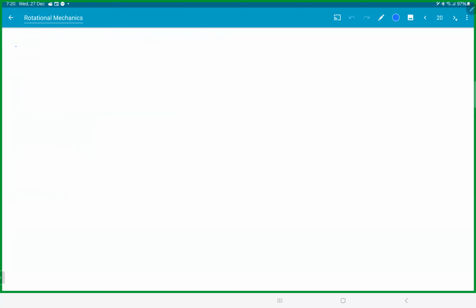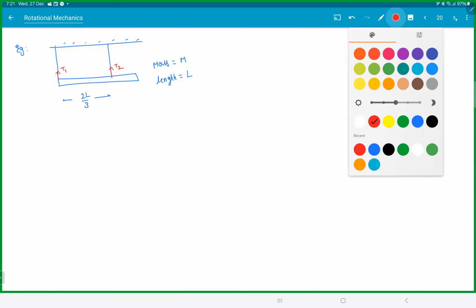Let me take an example. So we have a rod here. There's a string here and there's a string here. Mass M, length L. Let's say this is 2L by 3. Now, if you just use NLM, you'll observe you'll not get any answers. So the question is find T1, T2.